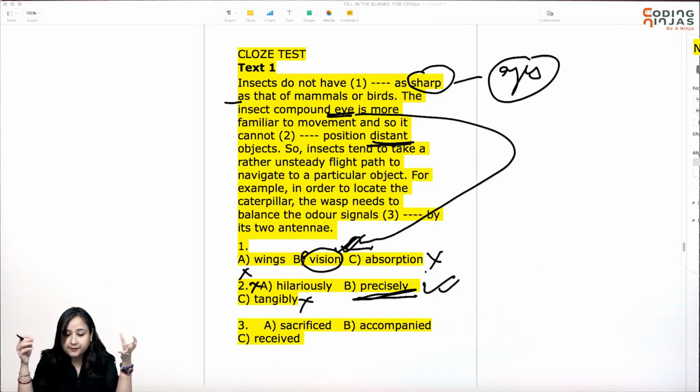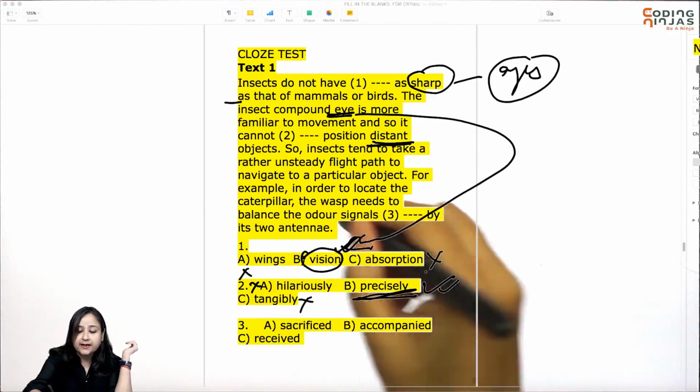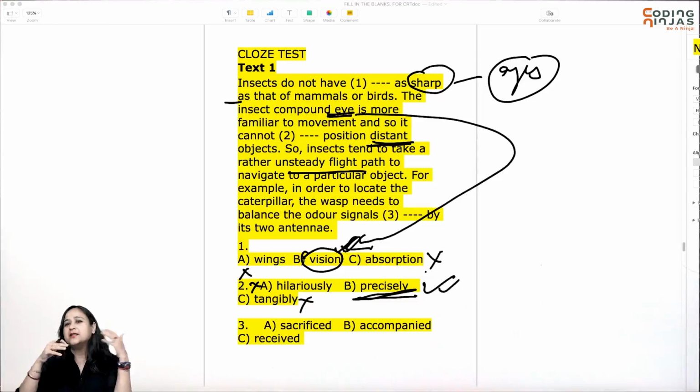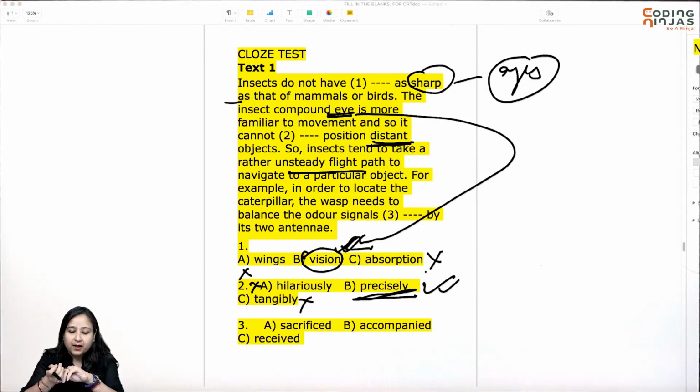So now let's read it again. Insects do not have vision as sharp as that of mammals or birds. The insect's compound eye is more sensitive to movement, and so it cannot precisely position distant objects. It cannot see distant objects. So instead, insects tend to take a rather unsteady flight path. When they are flying, you will see the mosquitoes and all, they keep flying zigzag, and cockroaches and all. They don't fly very nicely like the birds. So they have an unsteady flight path. To navigate to a particular object, to reach a particular destination, they have an unsteady path.